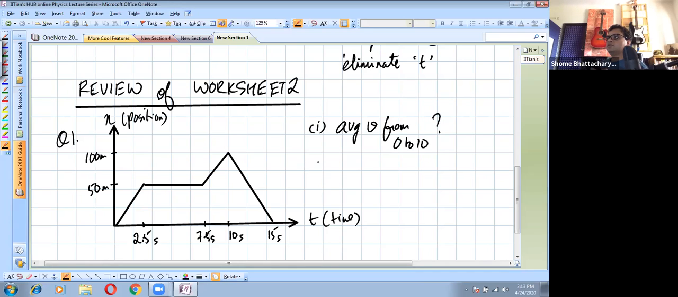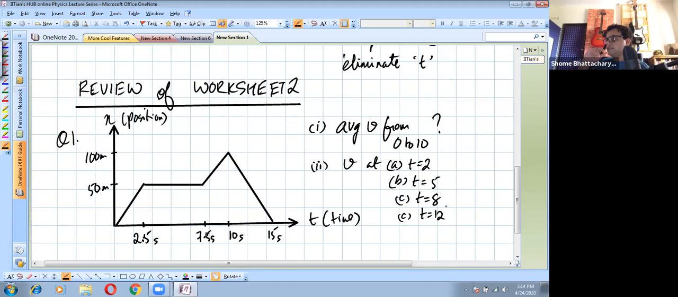And we have to also find out instantaneous velocity at t equal to 2 seconds, then t equal to 5 seconds, t equal to 8 seconds, and again t equal to 12 seconds. So hope all of you have more or less been able to work out this question.